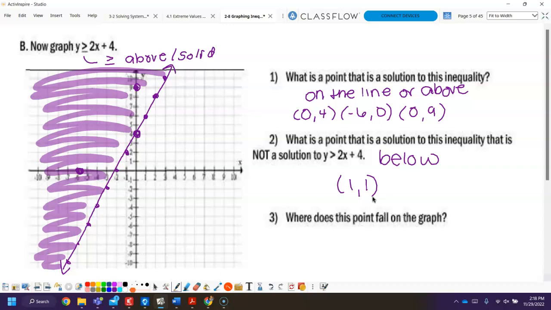Okay, where does that point fall on the graph? The follow-up answer was below. So a point that fell below the line was not true.